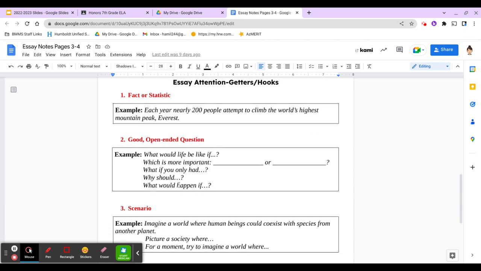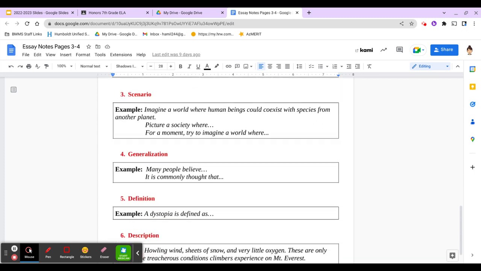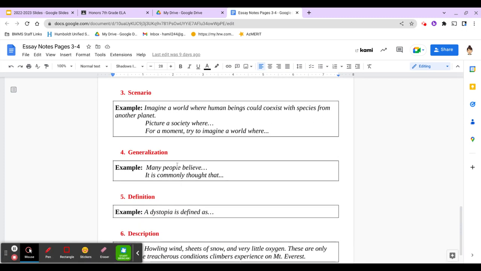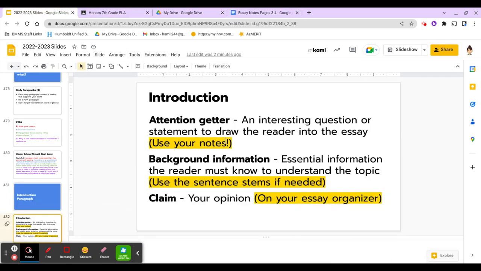Questions are probably the easiest, as well as facts or statistics. These two are probably the easiest ones. The other four are a little bit more complicated, but you are more than welcome to attempt to use those types of attention getters. So that is step one in the process, to write an attention getter.